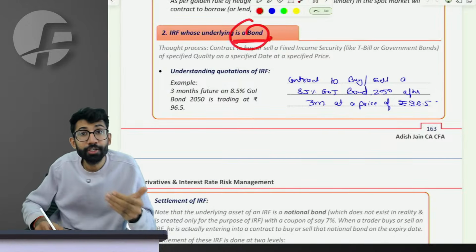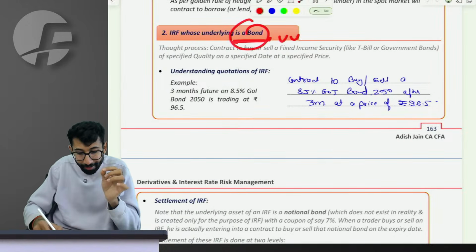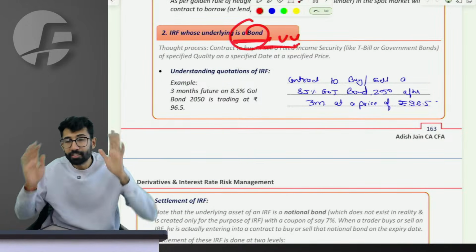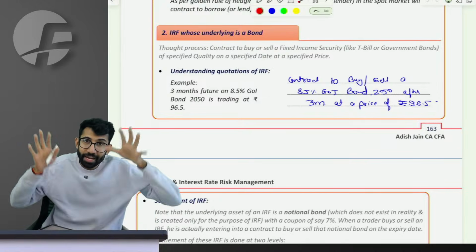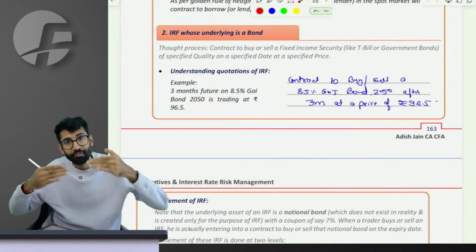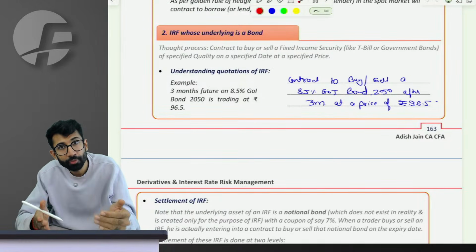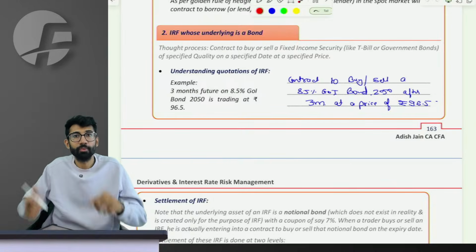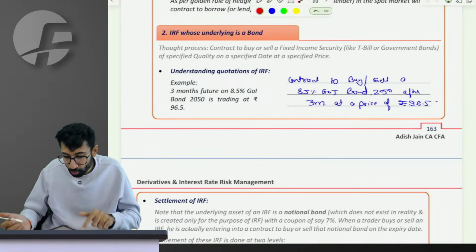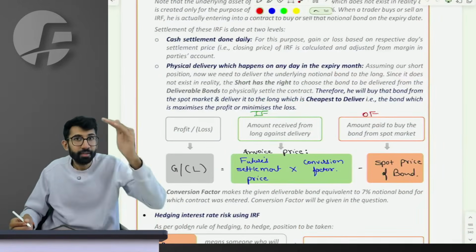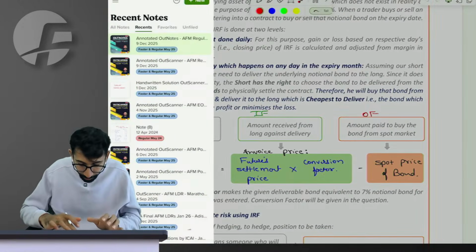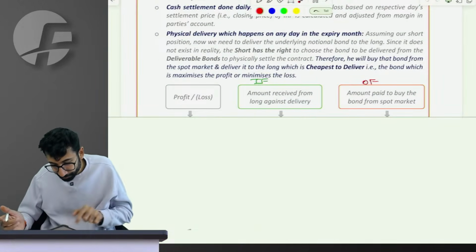Then think of the delivery settlement. For the first time I have to think about the delivery settlement. Sir, what was the delivery settlement? Actually doing what we agreed upon. If I entered into a contract to sell to you this bond, then I have to deliver to you this bond. But the bond is notional, it does not exist. So there is a list of bonds. So for example, let me take you to the practical question.